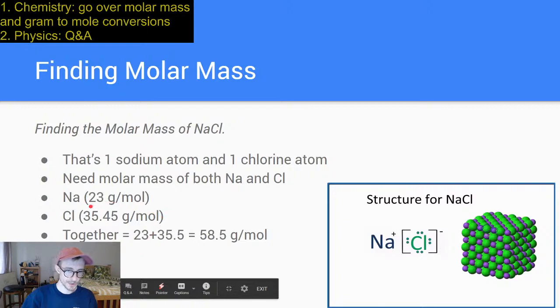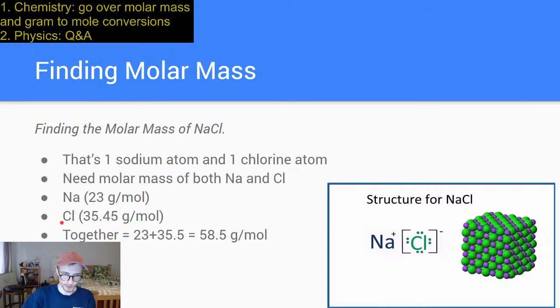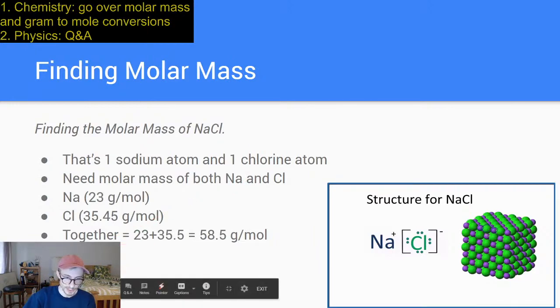Okay, so here's 23 grams per mole for sodium, and then I have 35.5 grams per mole for chlorine. And then there's one sodium and one chlorine, so I don't have to do any multiplying. I just have to add them together. So together, 23 plus 35.5, well, that totals to 58.5 grams per mole, and that is the molar mass of sodium chloride. So every 1 mole of sodium chloride weighs 58.5 grams. So that's one example of finding molar mass.